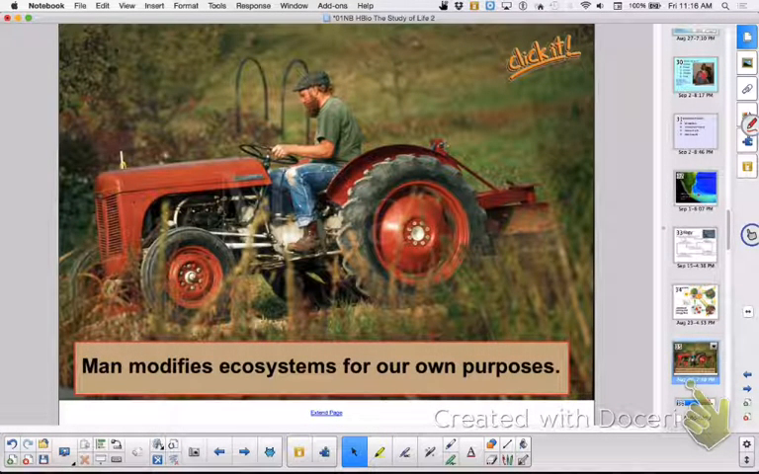Man modifies the ecosystems usually for our own purposes. Okay, for our own purposes. So humans tend to modify ecosystems for their own purposes. Oftentimes, what do you think is the correct word to insert here? Increasing biodiversity or decreasing biodiversity? Decreasing. Decreasing biodiversity. Humans are bad. Man is bad. That would be the right answer to almost every ecology question.